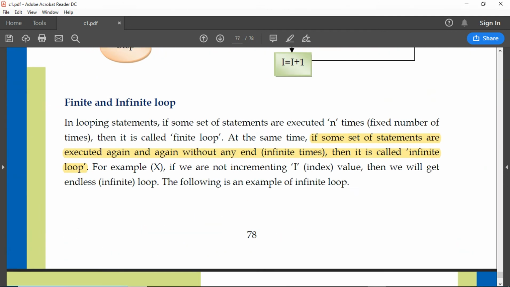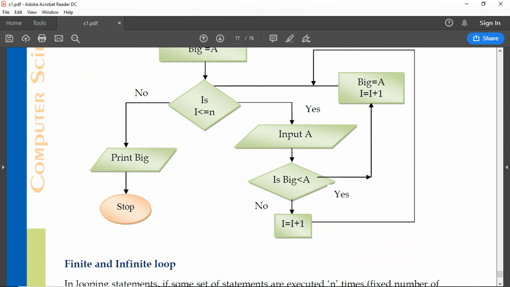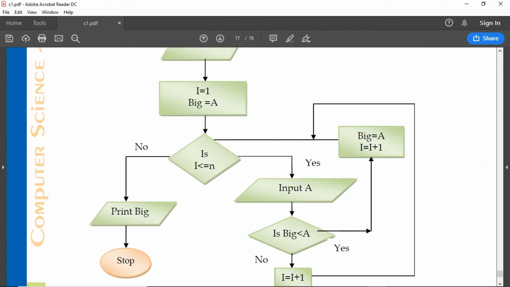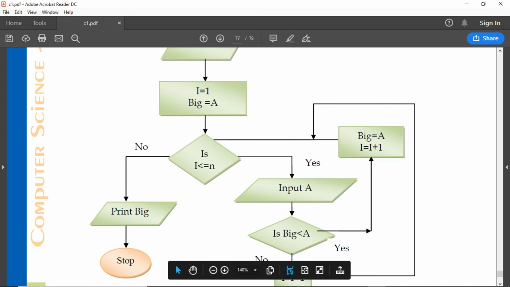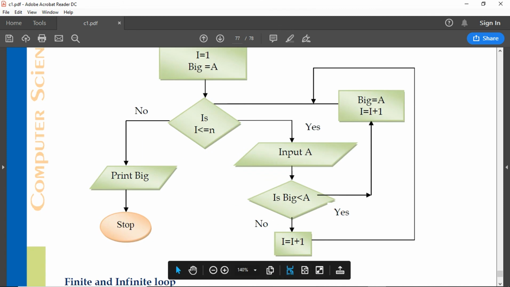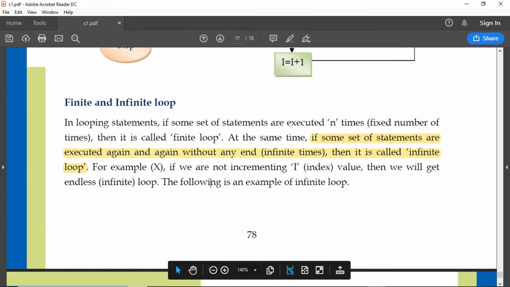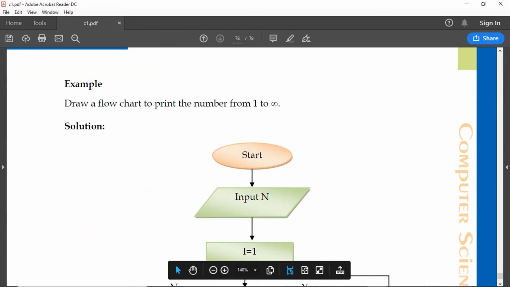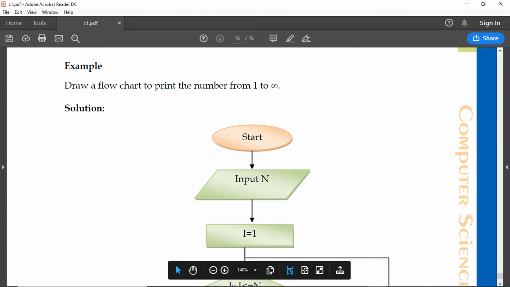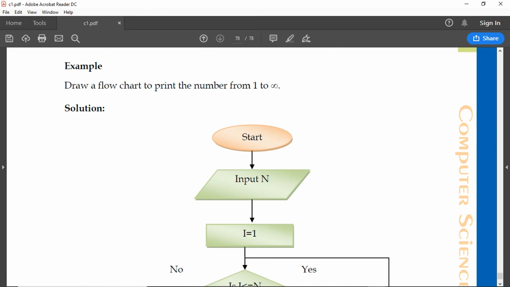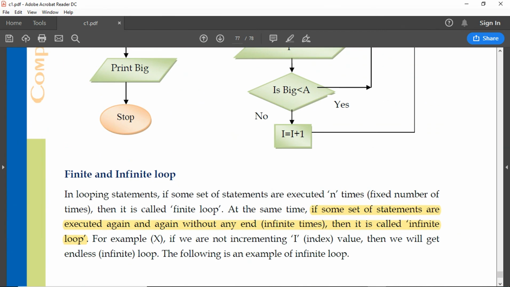Start. Input n. Input A. Is big A? Print big. Stop. Yes. Yes. No. No. Is I equals n? I equals I plus 1. I equals 1. Big equals A. Input A. Big equals A. I equals I plus 1.